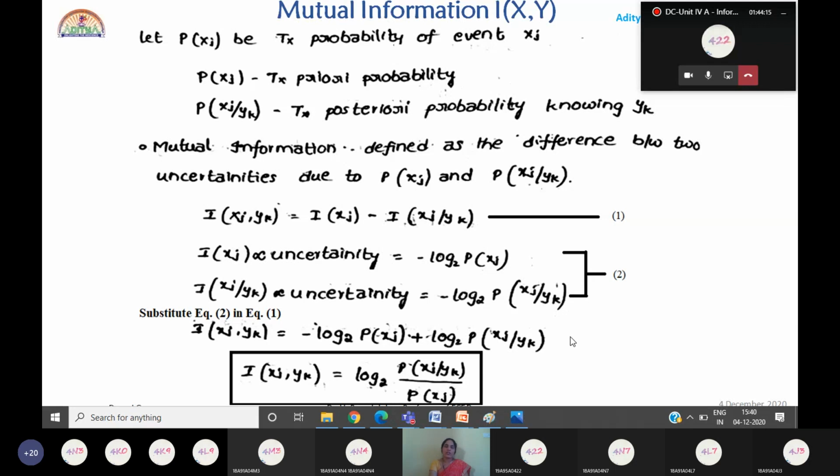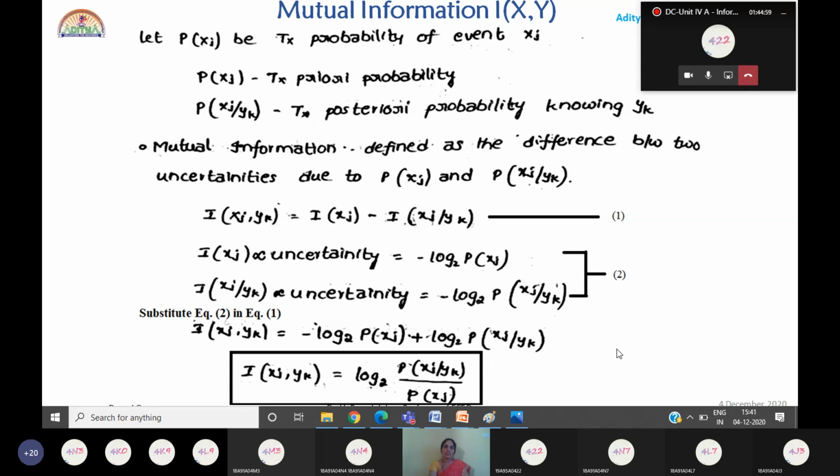Now, can any one of you tell me what is the receiver expression, I of yk comma xj? This is the information whenever the data is sent from transmitter to receiver. If the receiver wants to send the acknowledgement to the transmitter, that is I of yk comma xj. So can you use the same procedure and tell me the expression for that?